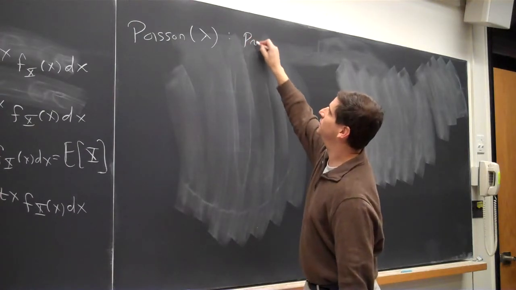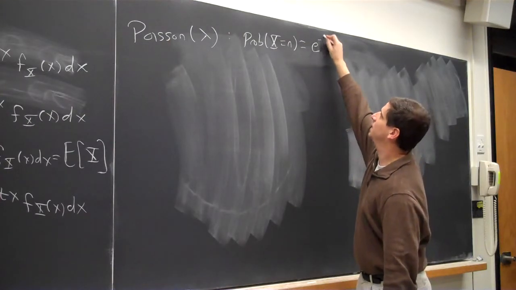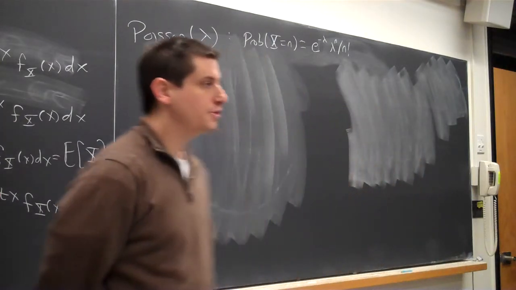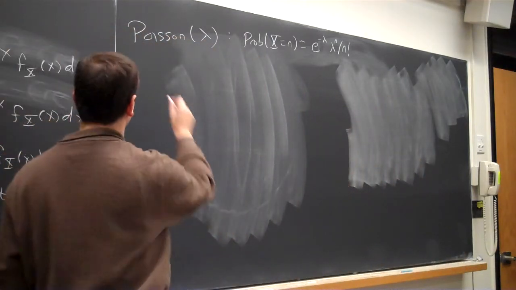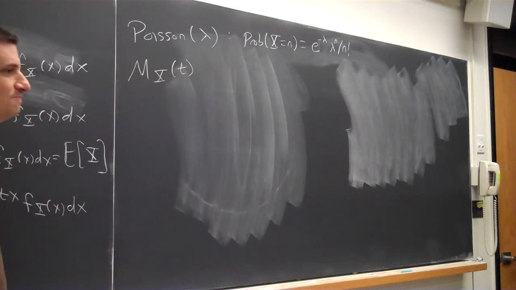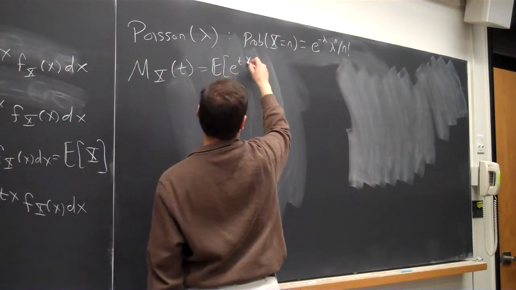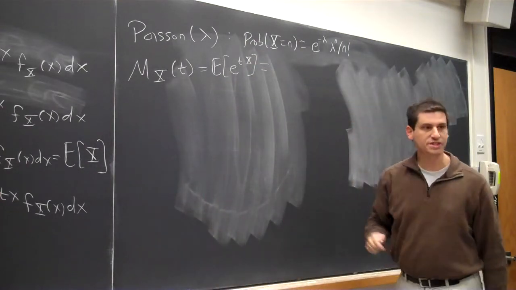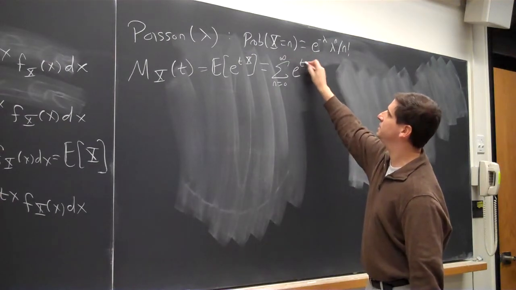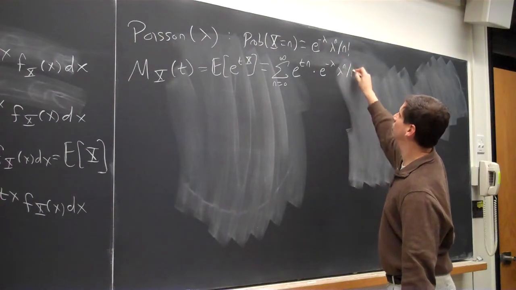So the probability that X equals n is e to the minus lambda, lambda to the n over n factorial. The first thing is, can we calculate the moment generating function? Probably, or I wouldn't have given you this as the only choice, right? So we want to calculate the expected value of e to the tX. Well, things are discrete, so we have a sum, n goes from 0 to infinity, e to the tn times e to the minus lambda, lambda to the n over n factorial.